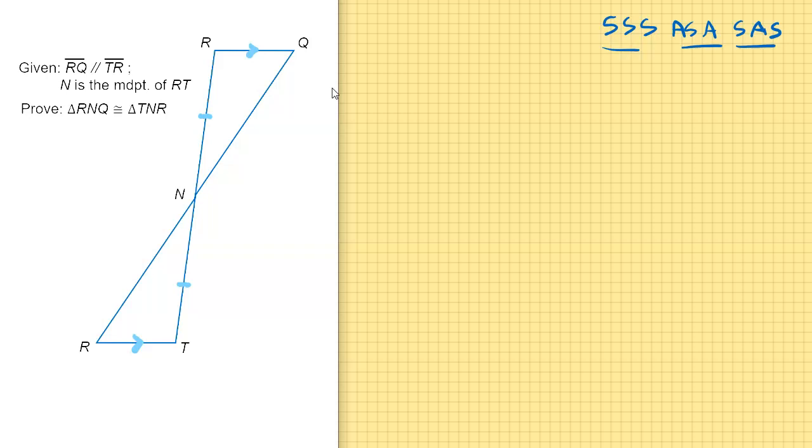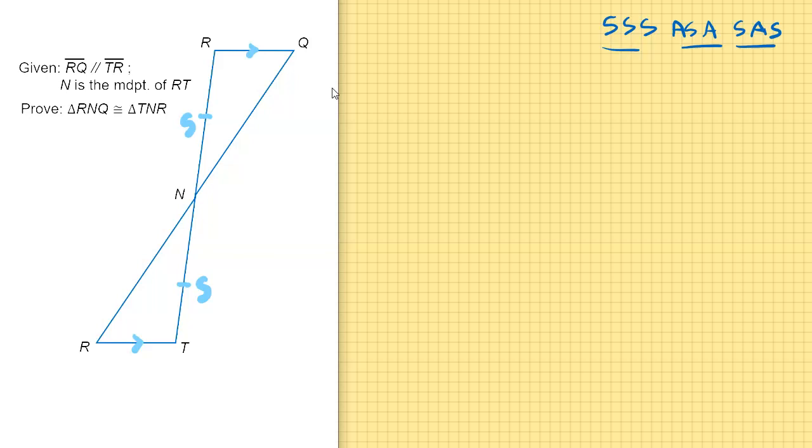Okay, so we've marked up the diagram according to what's given. Now we need to think a little bit. We know right off the bat that we have a pair of sides that are congruent. This side, I'm going to put an S here and an S here. This side in triangle RNQ is congruent to this side in triangle TNR. So that's a good first step.